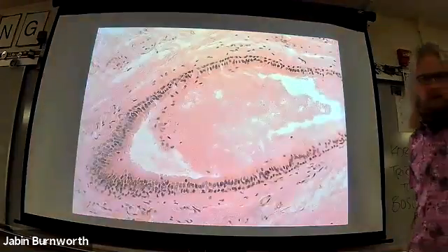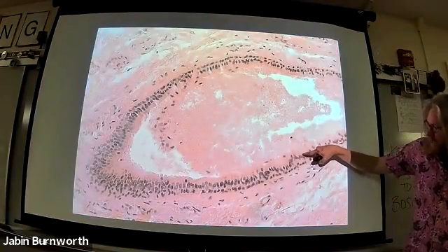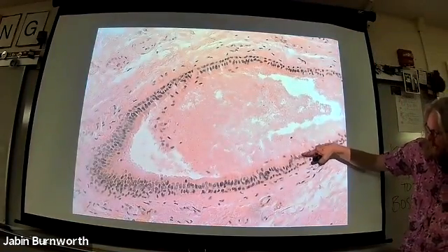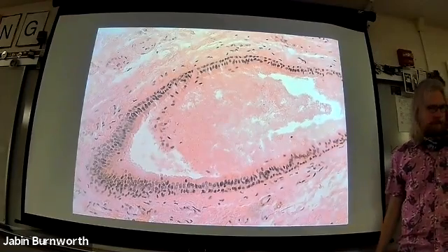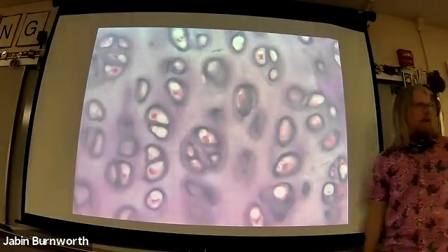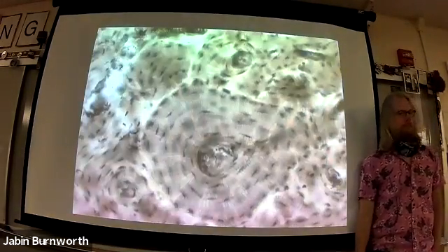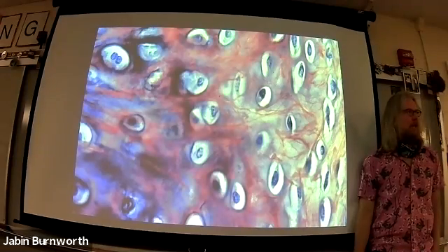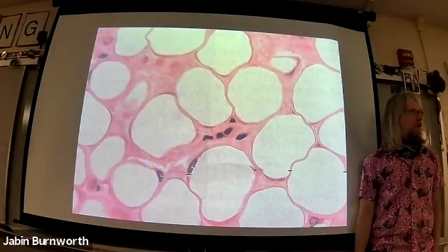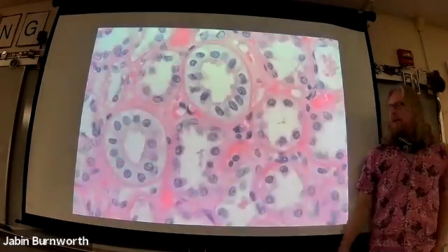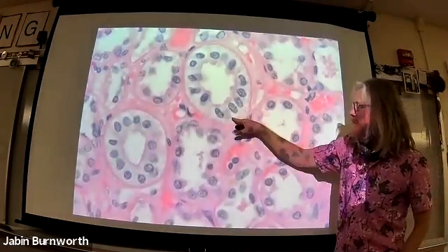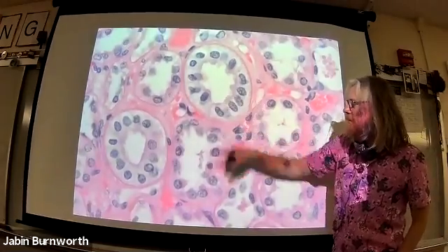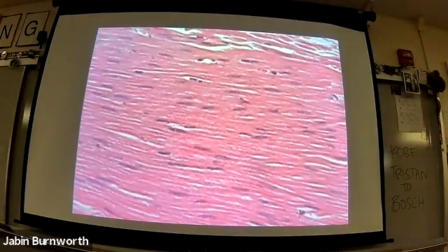Loose fibrous. Stratified columnar, two layers. Okay, good. Hyaline cartilage. Bone. Elastic cartilage. Adipose. Simple cuboidal. Okay, now notice I put these together, especially for my Heartland folks. I put this one together, this one together.